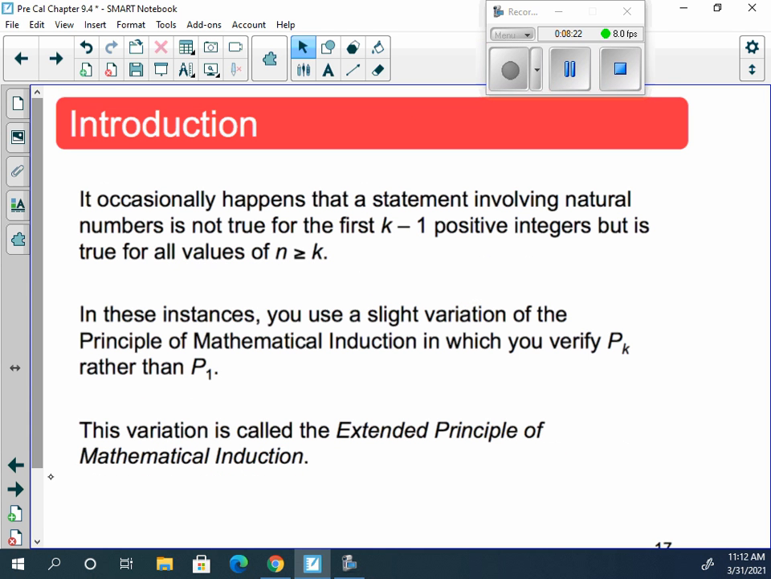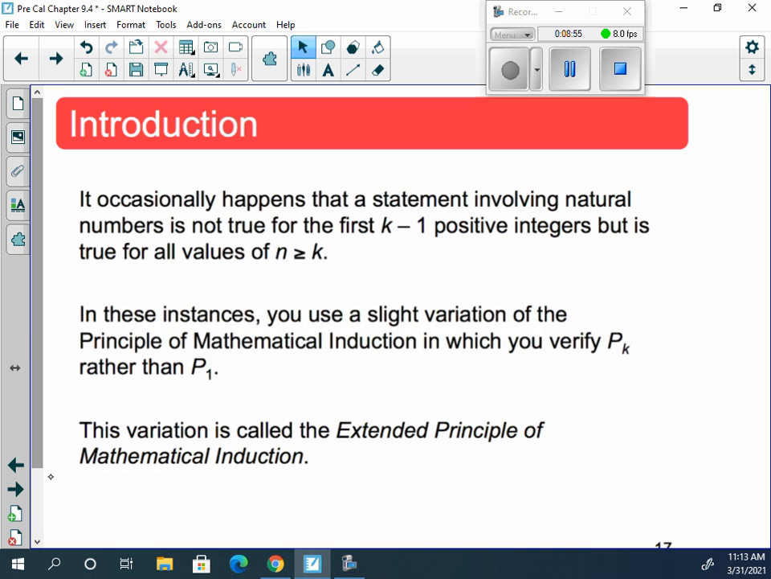It occasionally happens that a statement involving a natural number is not true for the first k minus 1 positive integers, but true for all values of n greater than or equal to k. So we could have a point where it does work or doesn't work after a certain mark. So that's why we have to do this here. In these instances, you can use a slight variation of the principle of mathematical induction, in which you verify P of k rather than P of 1. This variation is called the extended principle of mathematical induction.